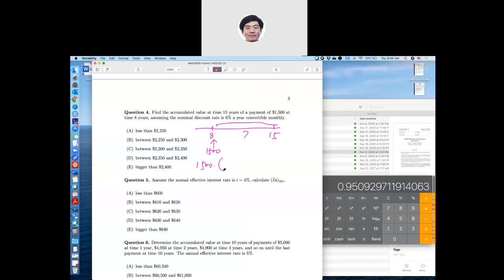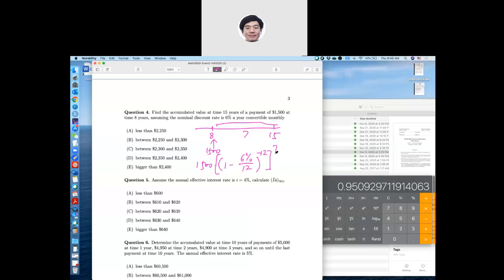Right, we just need to figure out the effective interest rate. Again, this is discount, right? So it's 1 minus the discount. So it's convertible monthly, so P is 12, right? And then negative 12, this gives you 1 plus I. How many years? We have 7 years, right?